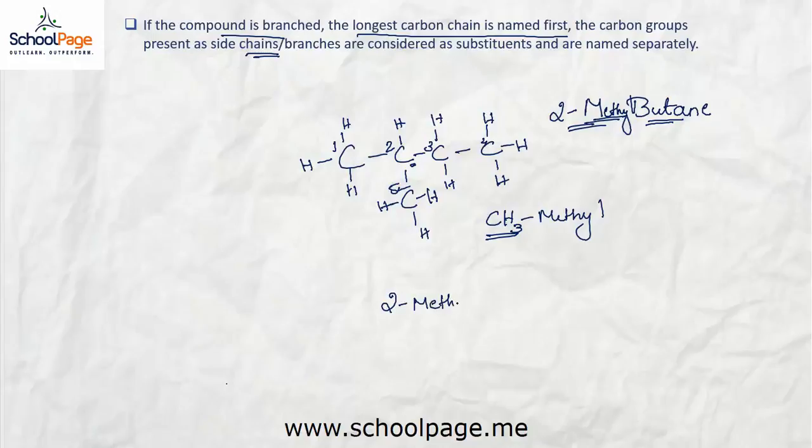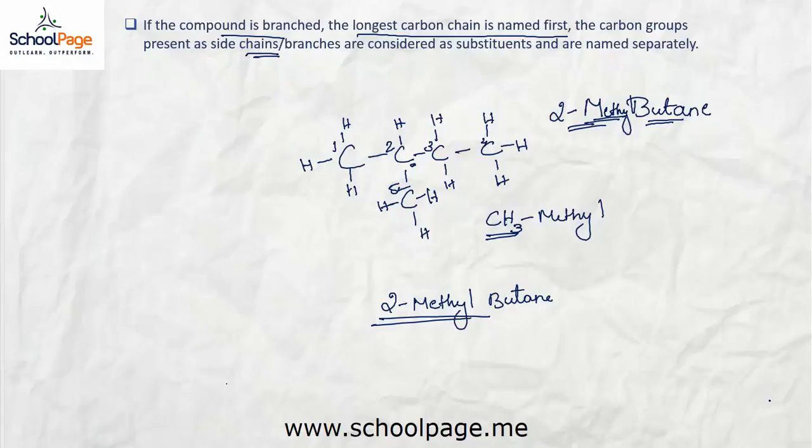The name of the compound becomes 2-methyl butane. Now observe the name carefully. The name itself describes the structure of the compound. You can easily write the structure once you know the name of the compound, or you can easily write the name once you know the structure of the compound.